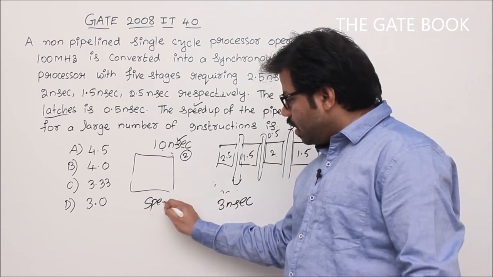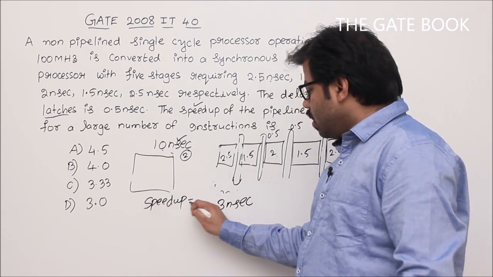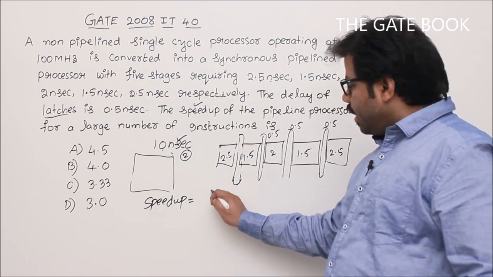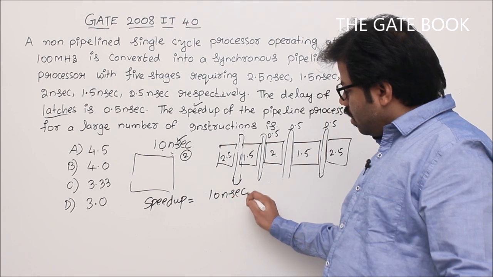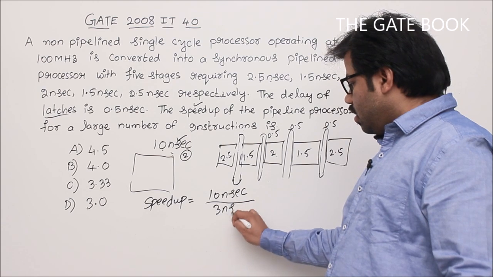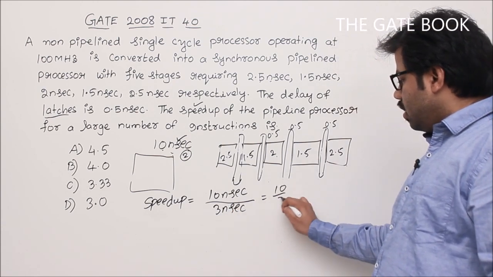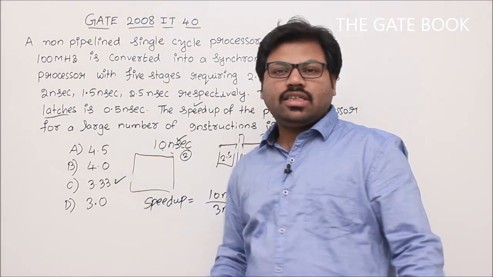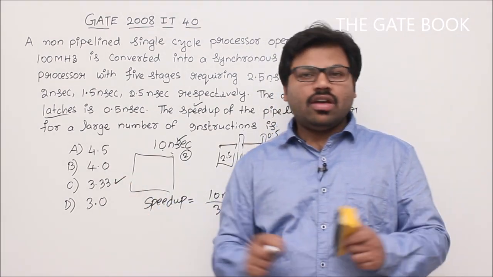What is the formula for speed up? Speed up equals the time taken in the non-pipelined processor, 10 nanosecond, divided by the time taken to execute an instruction in the pipeline processor, 3 nanosecond. So it would be 10 by 3, which is nothing but 3.33. Hence option C is the right choice. In that way we can easily solve pipelining questions.